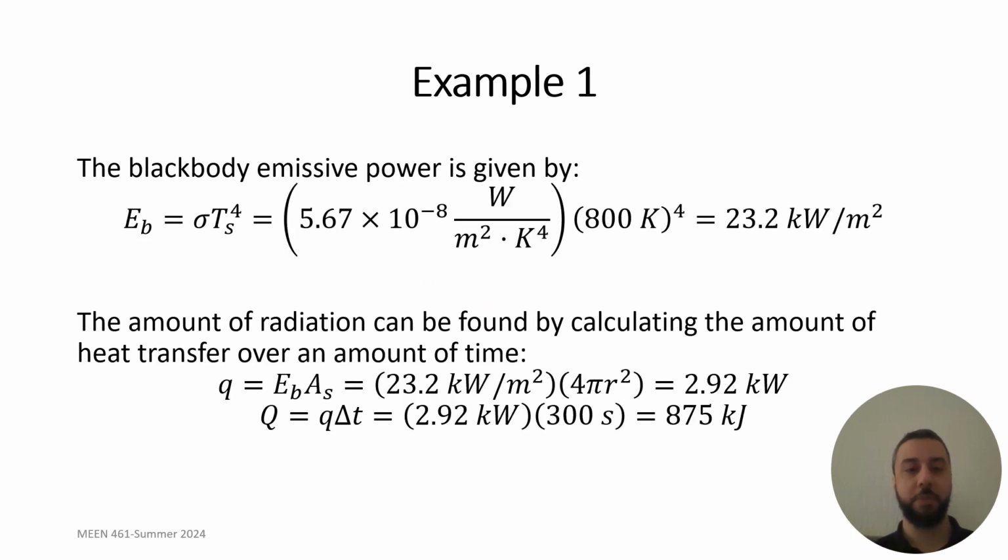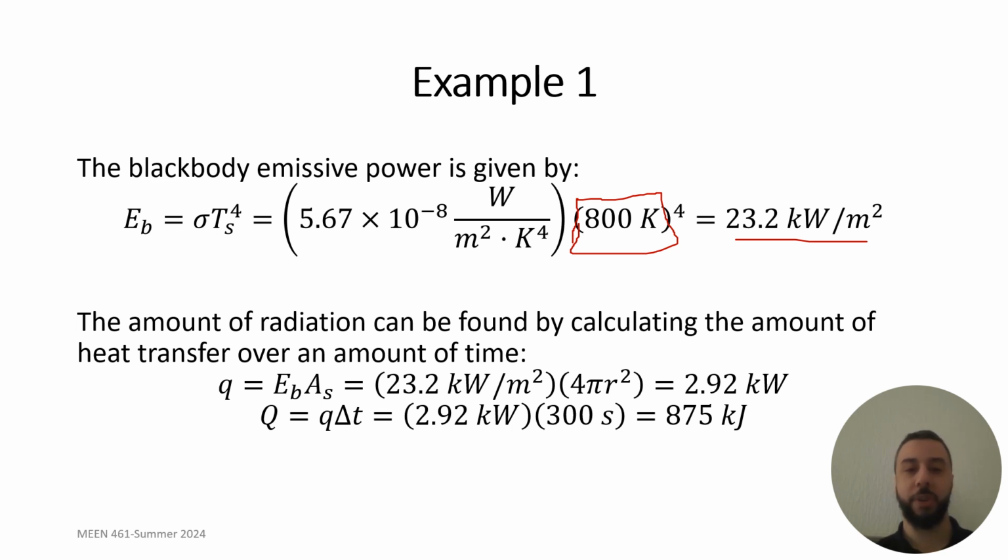So the black body emissive power is given by E_b equals sigma T_s to the power 4. We saw that a few slides ago, and it's just plugging in the numbers. The main thing that I want to point out is this has to be in Kelvin. So if I've given you 800 degrees Celsius, you'd have to add 273 to make sure that this is in Kelvin. So just this simple calculation, you get the emissive power.